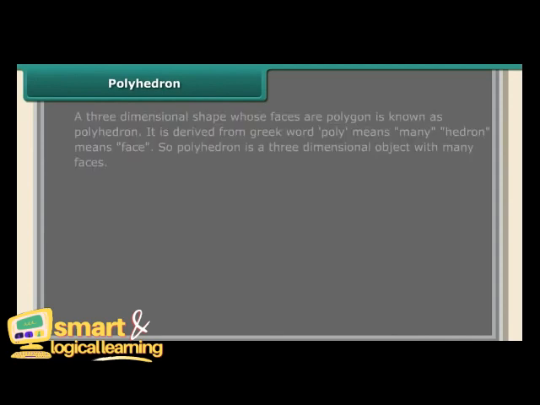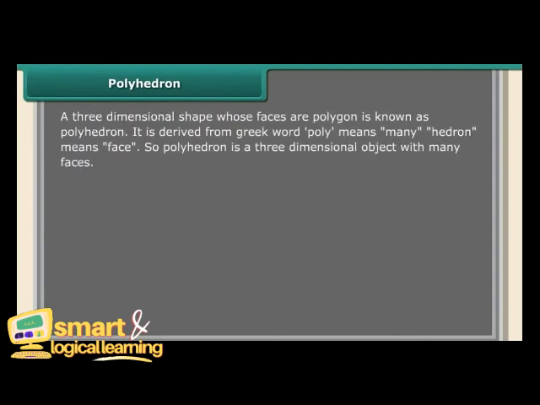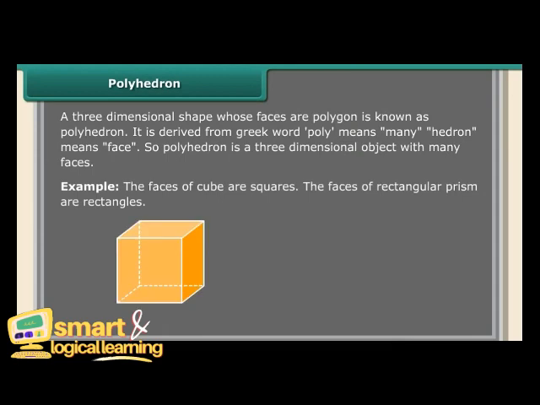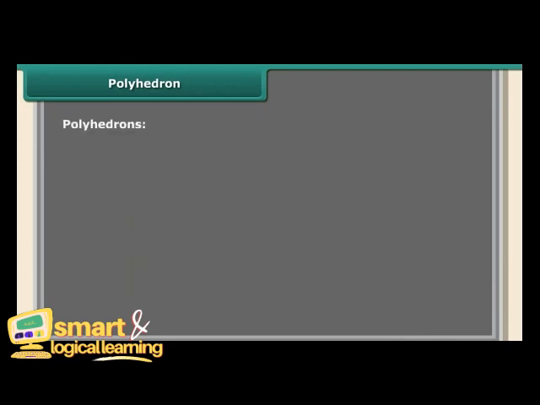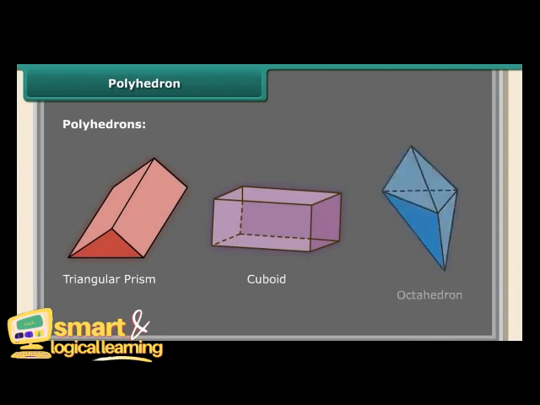Polyhedron. A three-dimensional shape whose faces are polygons is known as polyhedron. It is derived from Greek word poly means many, hedron means face. So polyhedron is a three-dimensional object with many faces. Example, the faces of cube are squares. The faces of rectangular prism are rectangles. Polyhedrons: triangular prism, cuboid, octahedron.